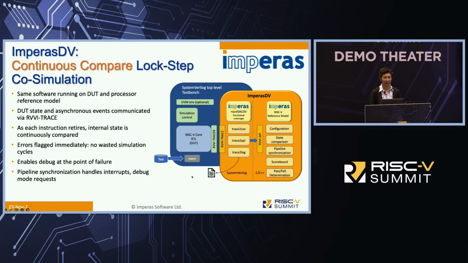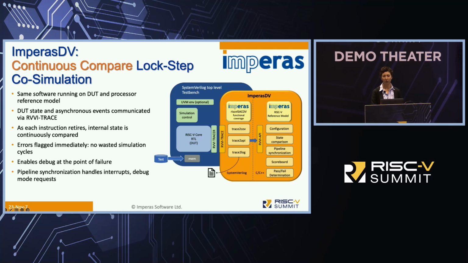Imperas-DV uses a proprietary pipeline synchronization algorithm in order to respond to asynchronous events. These are events that occur asynchronous to the execution of the program running on the core, such as external interrupts or halt requests.